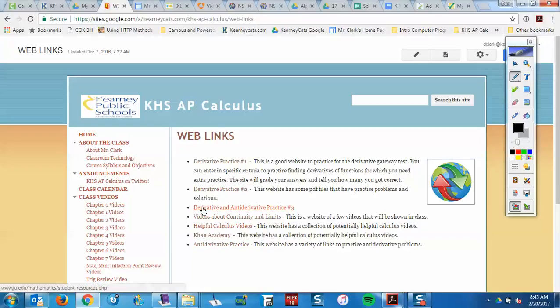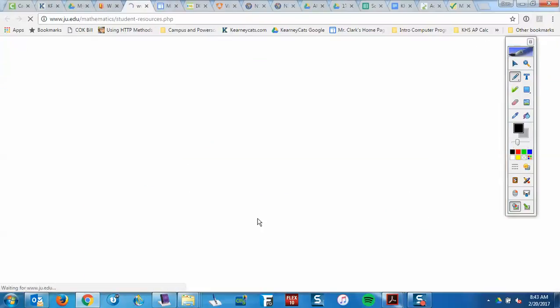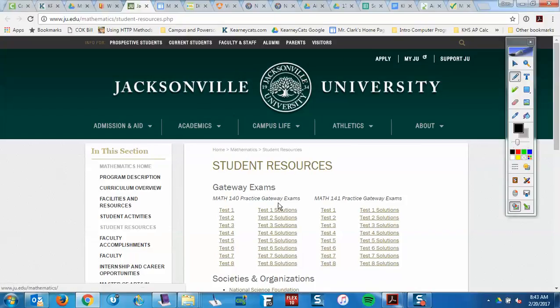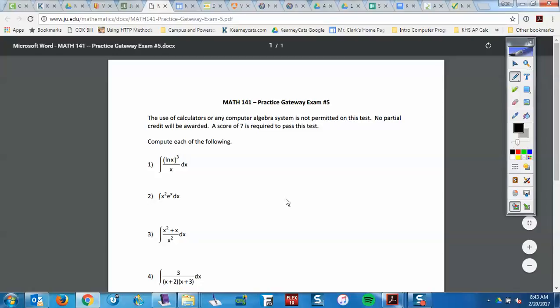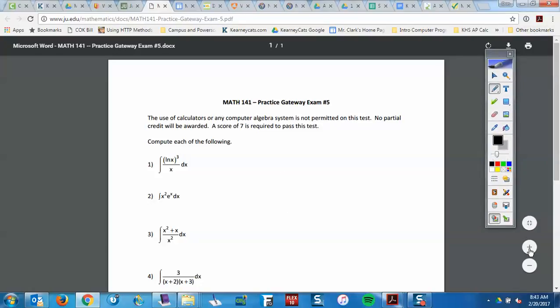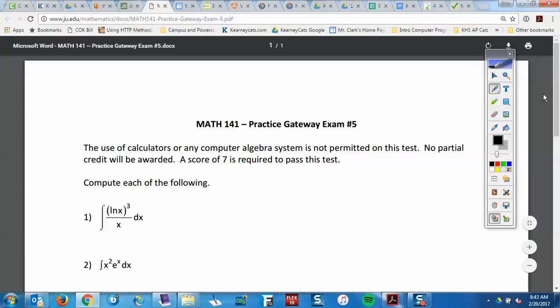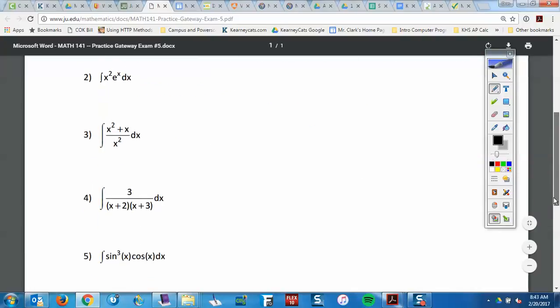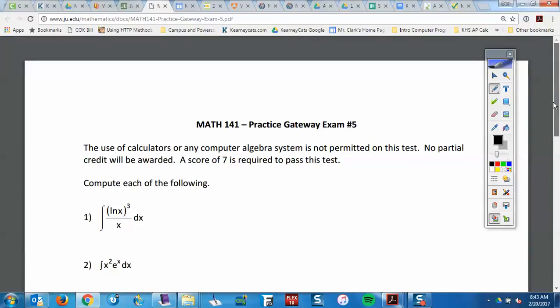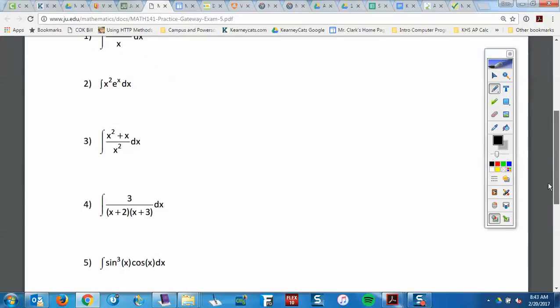Okay. So the first one says derivative and antiderivative practice number 3. So you click on that, it takes you to this Jacksonville University page. Remember we said Math 140, that's derivatives. Math 141, that's antiderivatives. So if I just click in here, I'm not sure if they get harder as you go. I don't think they do really. Here's test number 5. Their particular test looks like they have 8 questions and they have to get 7 out of the 8 right.